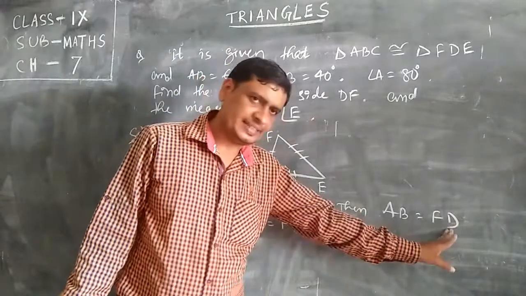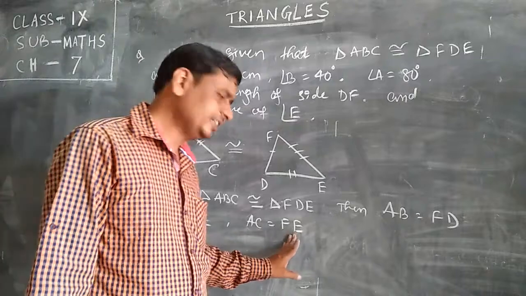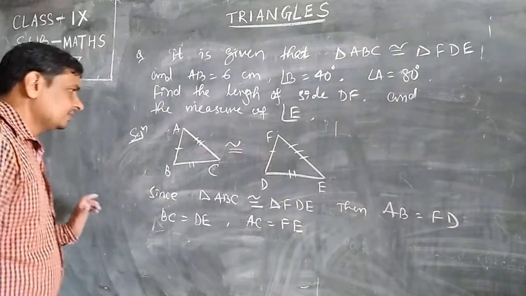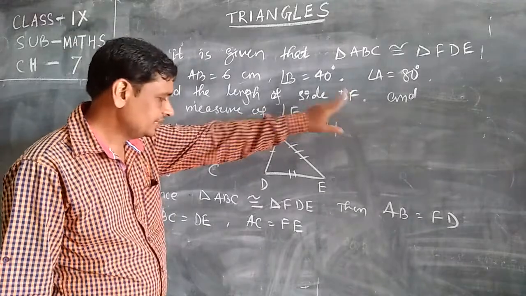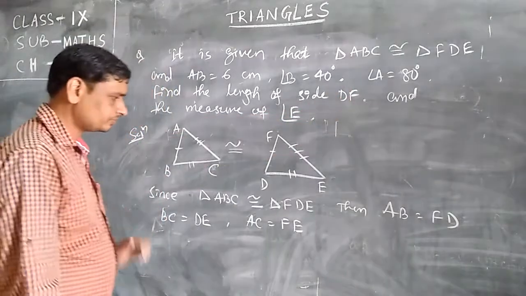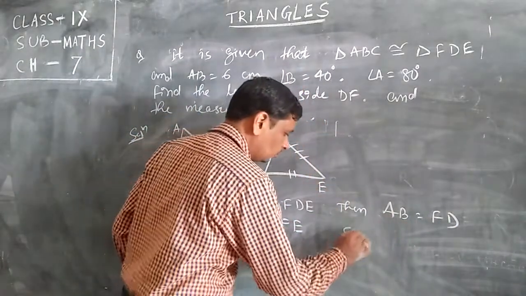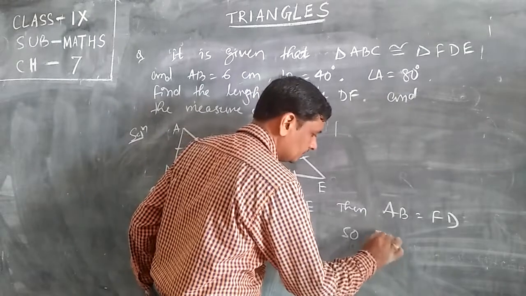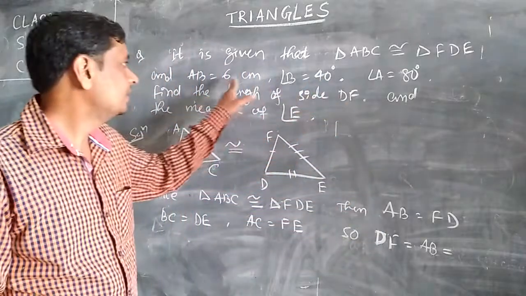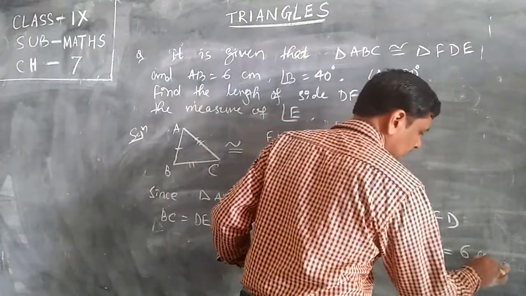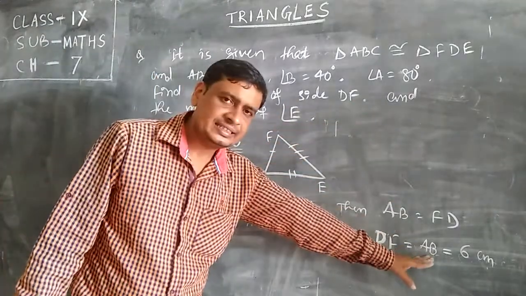Side AB is equal to side FD, side BC is equal to side DE, and side AC is equal to side FE. Since we have to find the side DF, DF is equal to AB, which is given as 6 cm. We got the length of side DF as 6 cm.